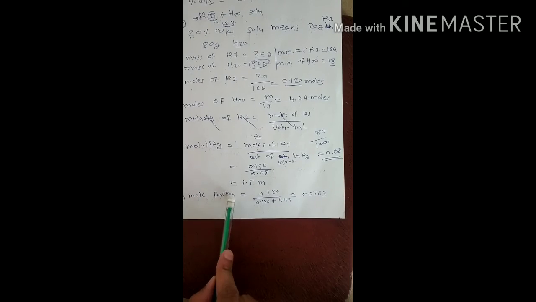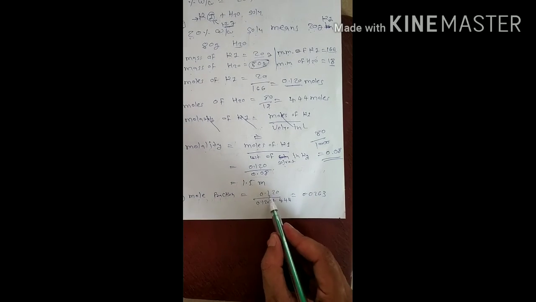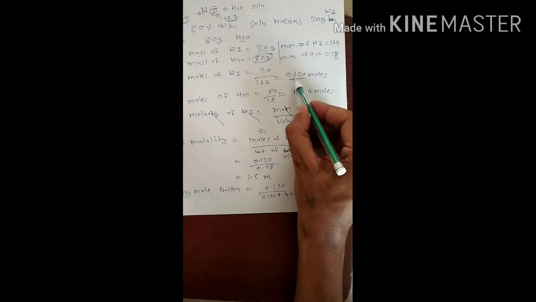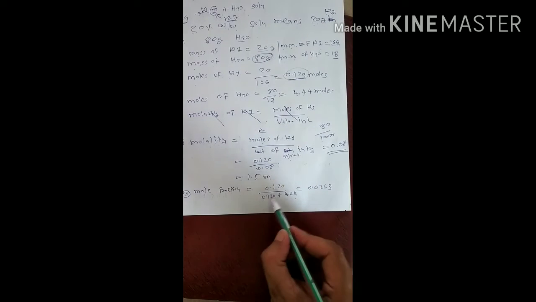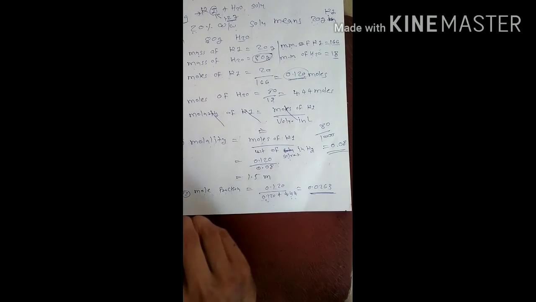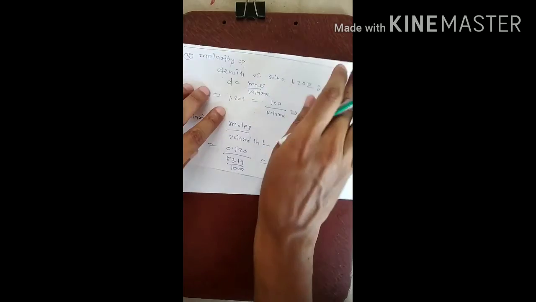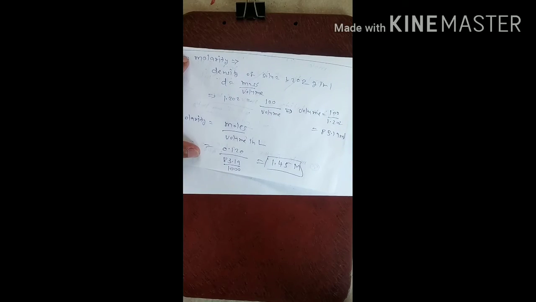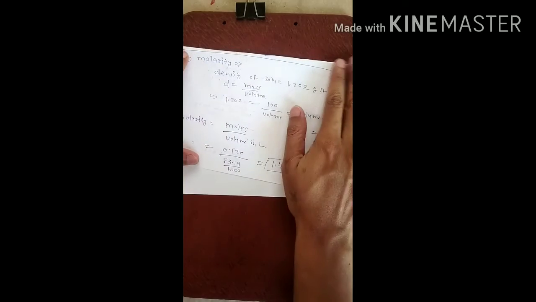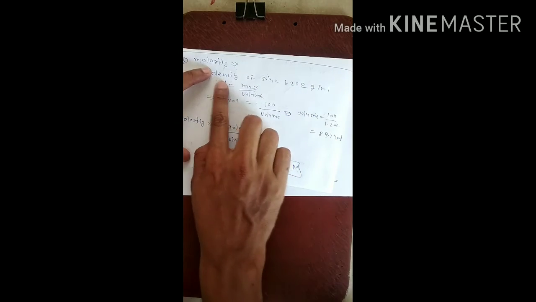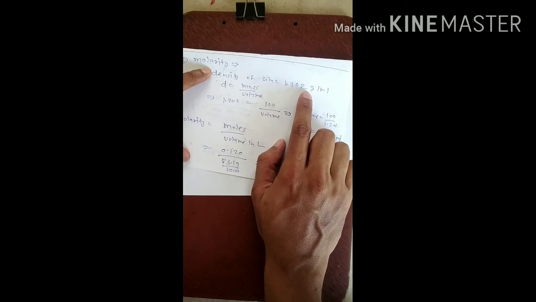Now to calculate mole fraction, the formula is mole fraction is equal to moles of solute divided by total moles. Moles of solute is 0.120, divided by total moles, you will get 0.0263. Okay. Now the last one, molarity. Now we don't have volume here. In the question we don't have volume, but instead of volume we have density. Density is given.